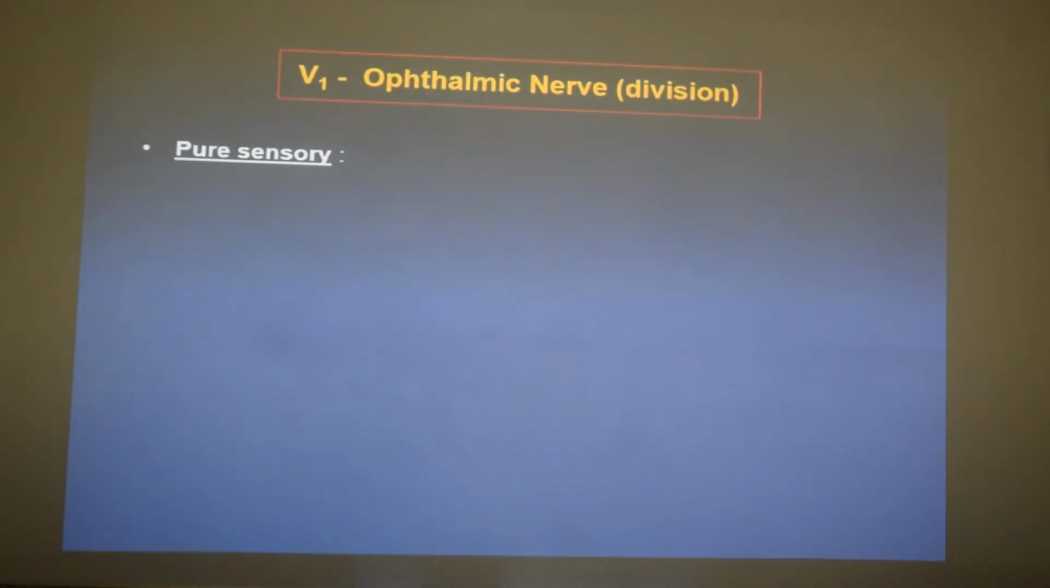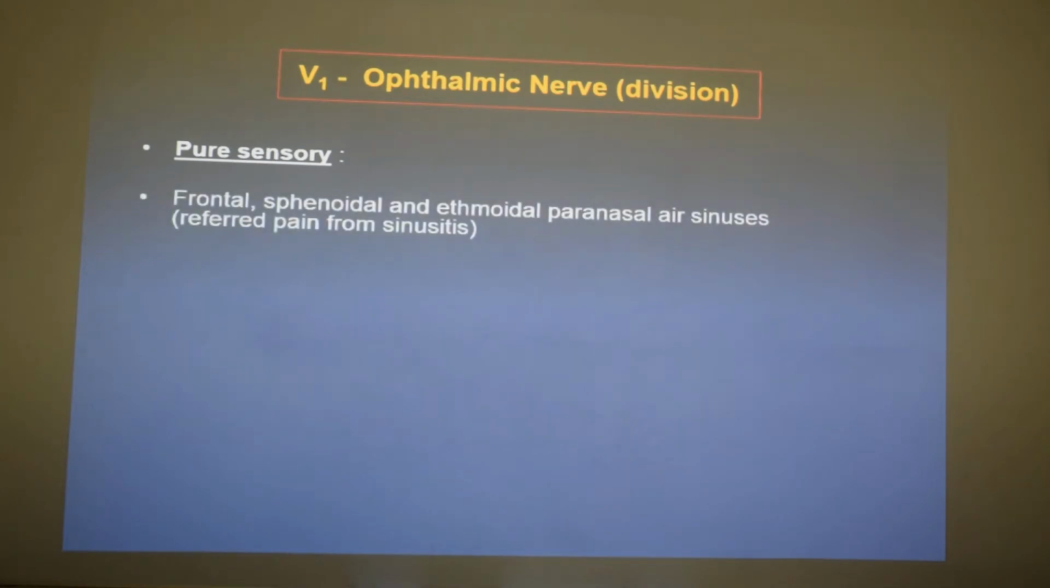So the first one which we are going to discuss is the ophthalmic division of trigeminal nerve. The ophthalmic division of trigeminal nerve is a purely sensory nerve. It is going to supply the frontal, sphenoidal, and ethmoidal paranasal air sinuses. So if you have frontal sinusitis, sphenoidal sinusitis or ethmoidal sinusitis, it is usually the branches of the ophthalmic division which are involved, and the pain is through these branches. So if we give you a question where you have a frontal sinusitis and ask which division of the trigeminal is involved, it's mainly the ophthalmic division of trigeminal.